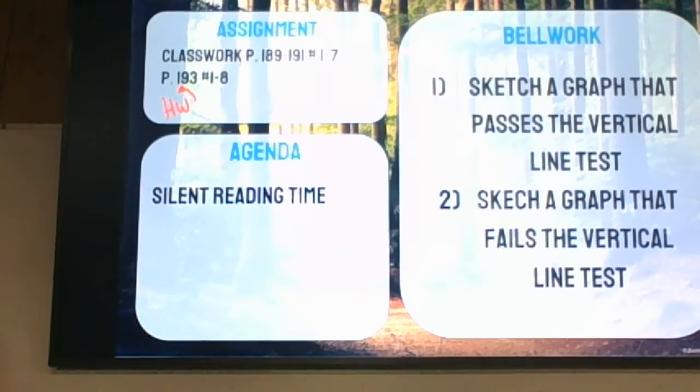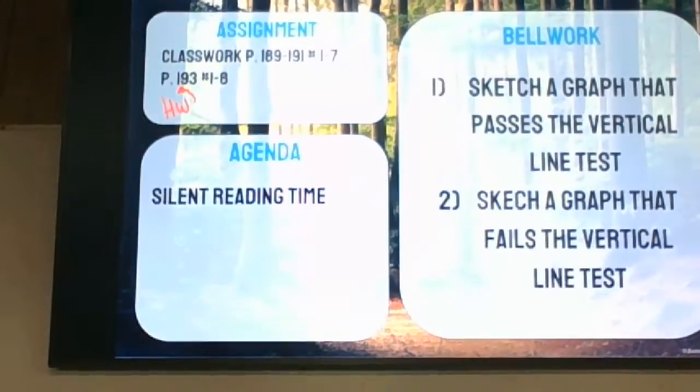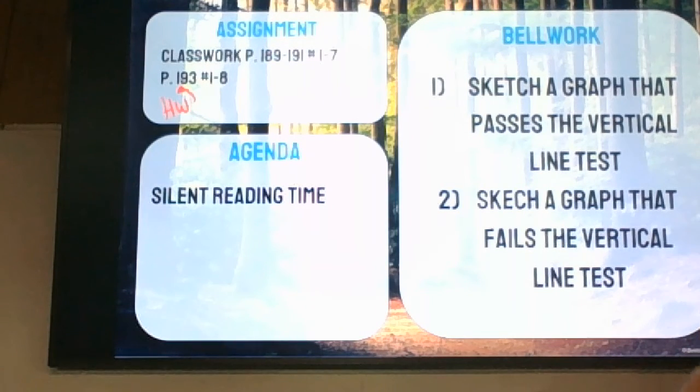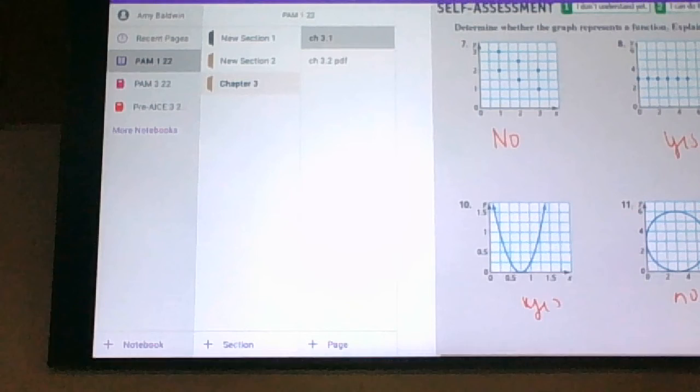No. It just has to be an example. Wait. I'm going to do an example right here. There's lots of examples in your textbook.